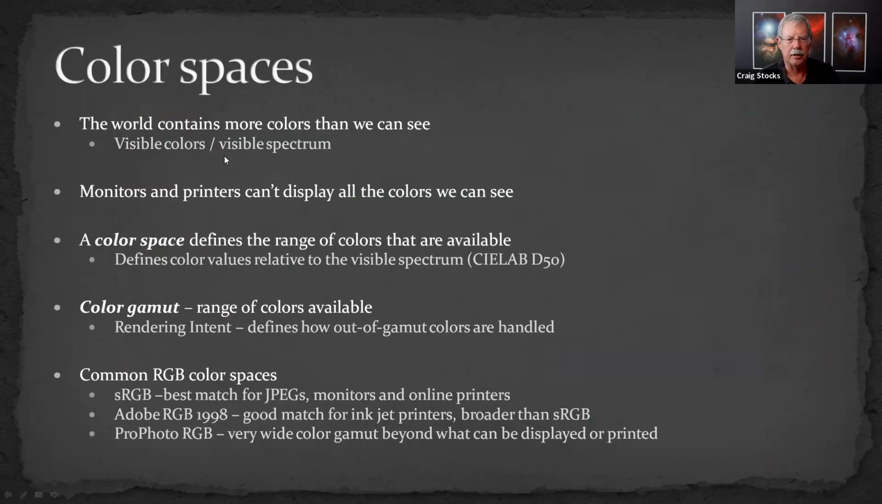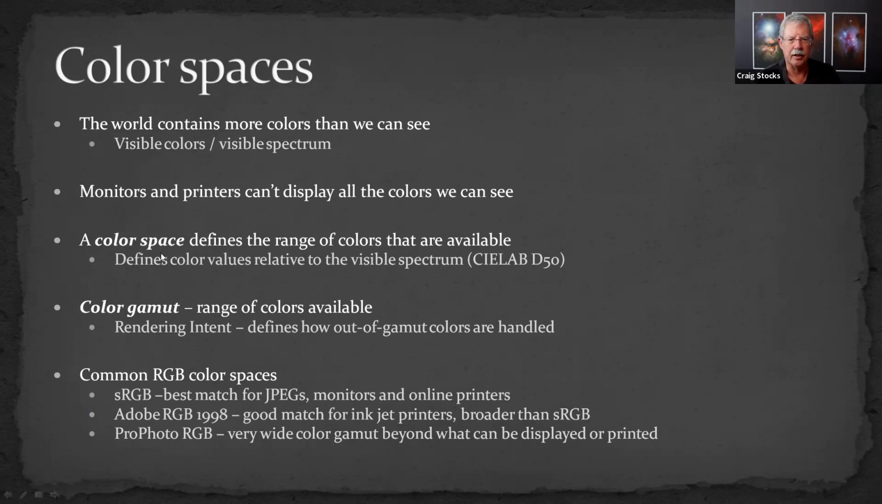So color spaces define all of the possible colors that we might see. The world contains all visible colors, or the visible spectrum, and you could think of that as being the largest spectrum or gamut of colors. Monitors and printers, unfortunately, can't display all the colors that we can see. There are no monitors and no printers that can print the entire visual spectrum.